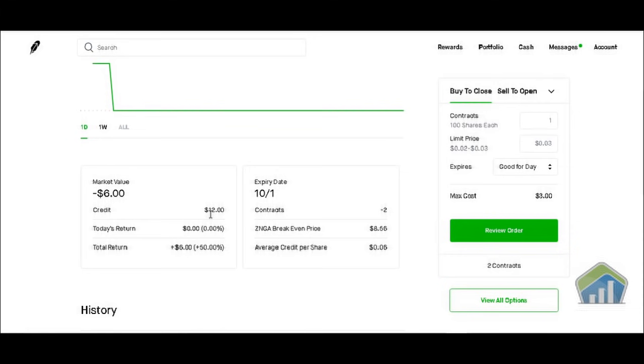So if we break it down a little further, we picked up $6 for that one $7.50 contract and another $6 for one of the $8 contracts. Today's return is 0 as of right now, and total return is $6 or 50%, which means if we decided to get rid of the contract as of right now, we would pick up $6, right? So we would lose $6, pick up $6. So that's one thing we've decided to do.